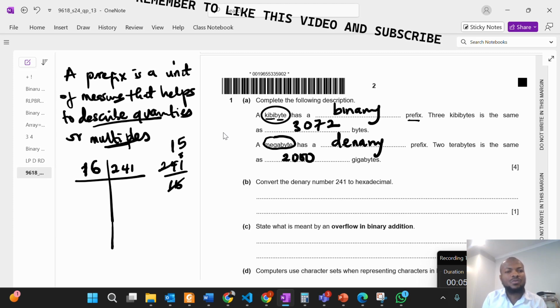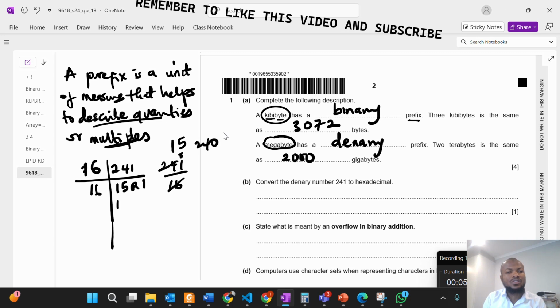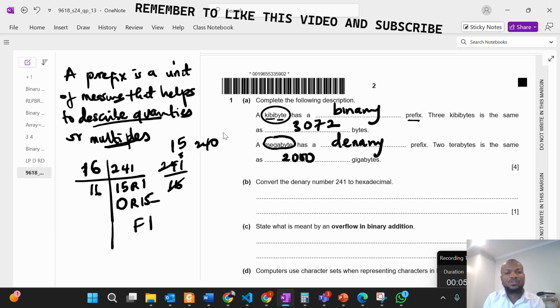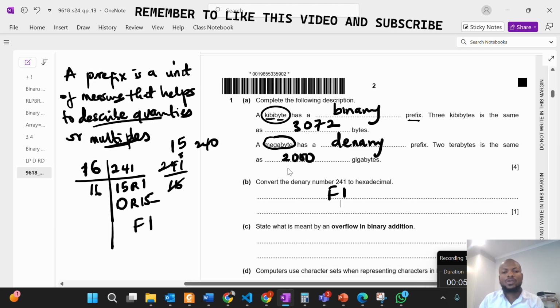So if you multiply 15 by 16, you should get 240. So that means the quotient is 15, remainder 1, okay? So 15 divided by 16 is also what? That will be 0, remainder 15. So that means the 15 in hexadecimal is F and this is 1. So the answer is F1. The calculation is not required, it's just 1 mark. I hope that is understood.